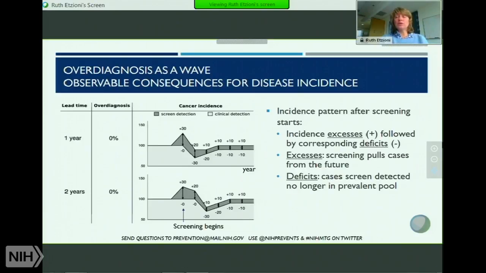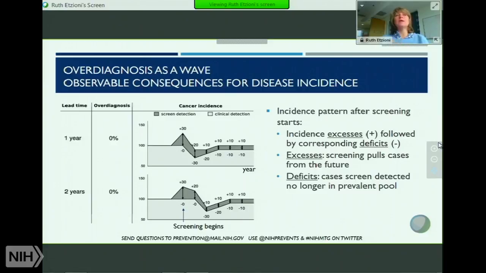And what happens when we introduce a new screening test is that we have a pattern of incidence, excesses, and deficits in the population as screening reaches forward into the future and diagnoses cancers from the future earlier. And that's what's represented by the plus signs in the figure. In each case, in the first year, 30 cases are diagnosed by screening. In the second year, 20, and the third year, 10, and following the third year, 10 cases.